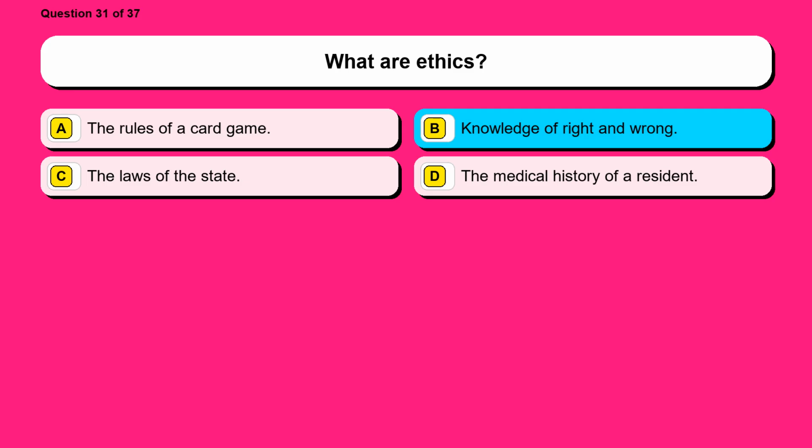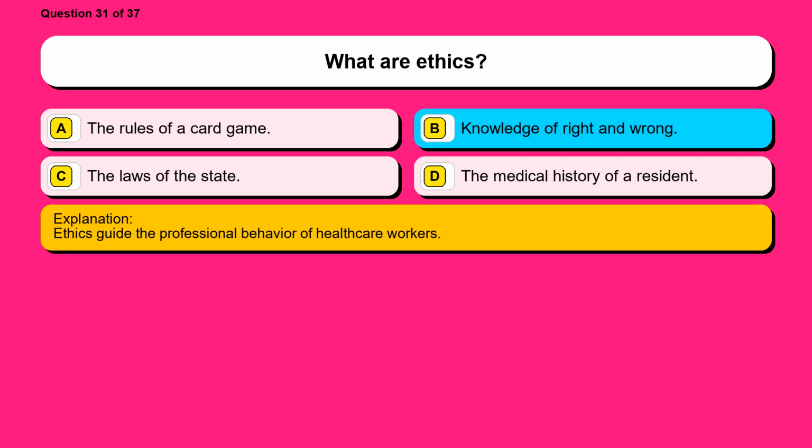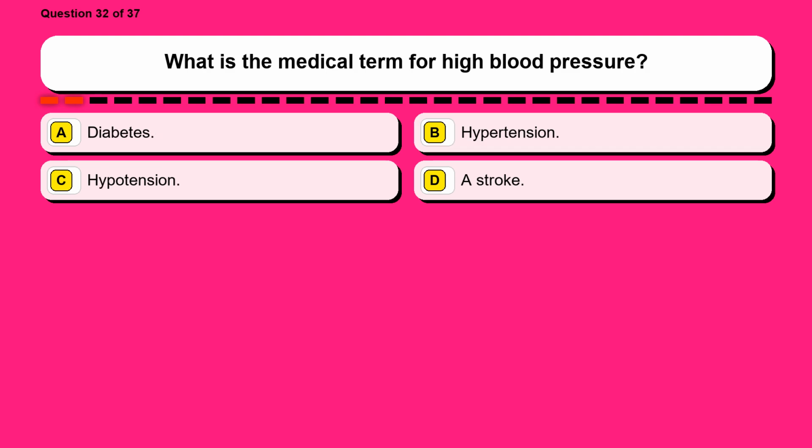The correct answer is option B. Knowledge of right and wrong. Ethics guide the professional behavior of healthcare workers. Question 32. What is the medical term for high blood pressure?